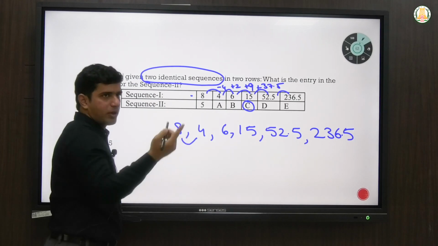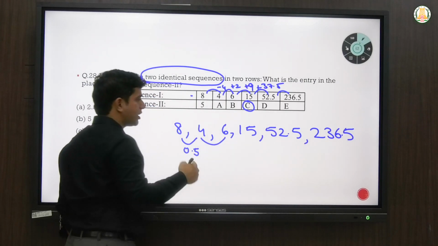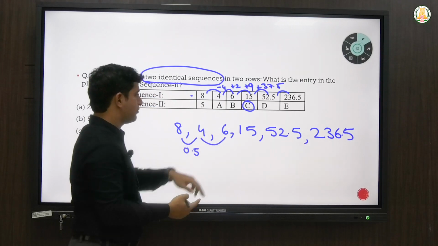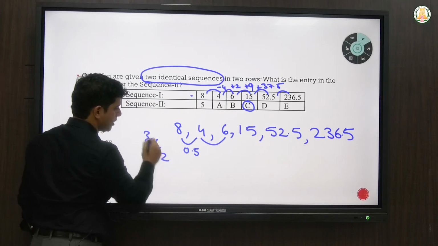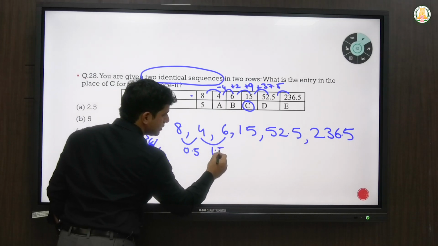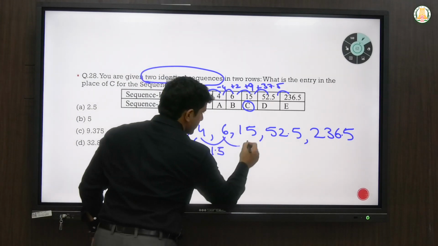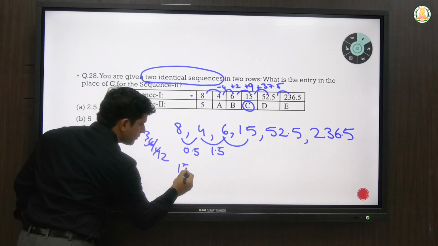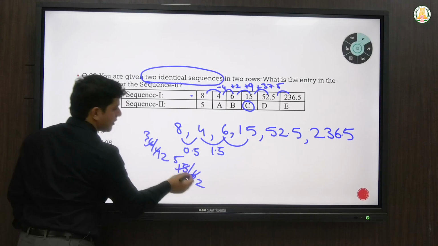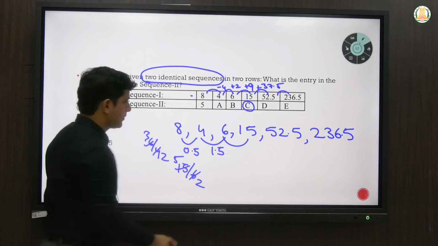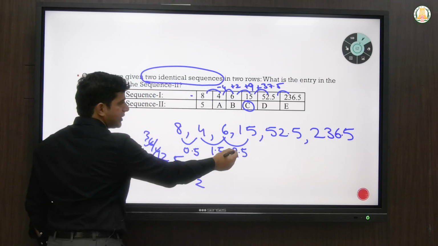Now, from 8 to 4, how much do you need to multiply? 1 by 2, that is 0.5. Now, from 4 to 6, what do you have to multiply? 6 by 4 is 3 by 2, which is 1.5. Now, what is 15 by 6? That also you calculate. 15 by 6, 3 2s and 3 5s. 5 by 2 is 2.5. So, you see a pattern emerging.